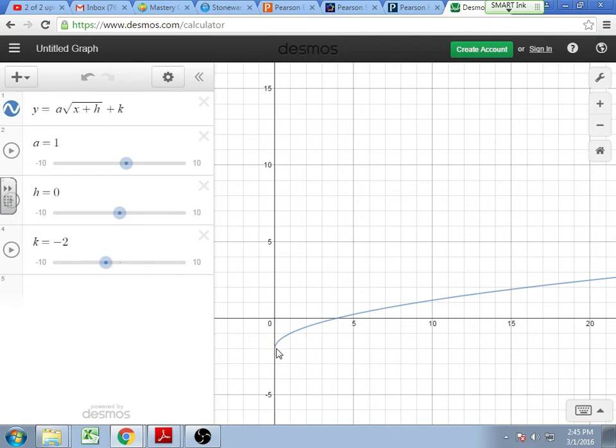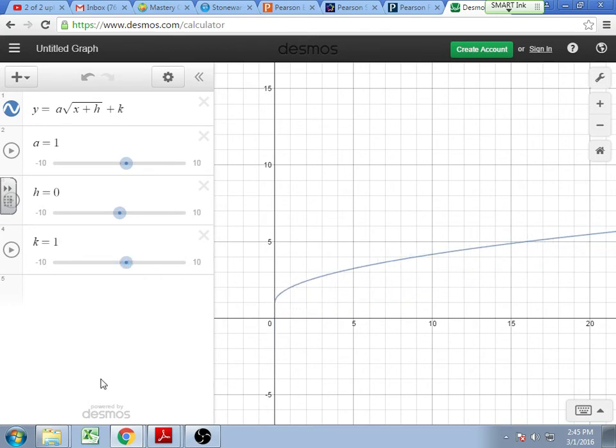So there in my notes, we would want this to say that the shift was down 2. Also, likewise, if we have radical x and we add 1, that shift is going to just shift me up 1, so I can change my k slider to a plus 1.